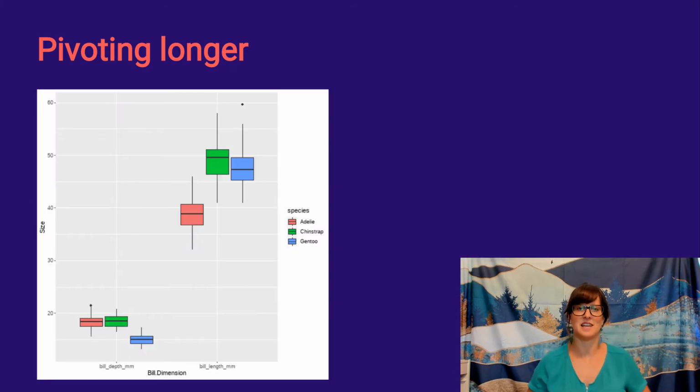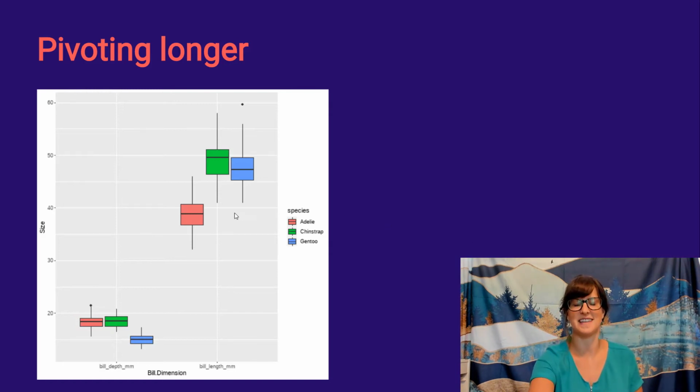And so now that we have the data set looking how we want it, that original aspirational ggplot code will produce a picture like this. We've got our bill dimension on the x-axis, our size on the y-axis. So now these two bill dimensions, depth and length, have been separated. And then we have box plots colored by each of the three species. And this gives us some takeaway message.